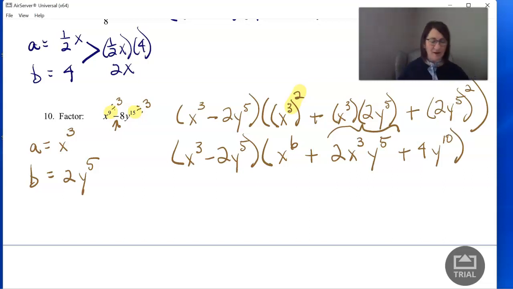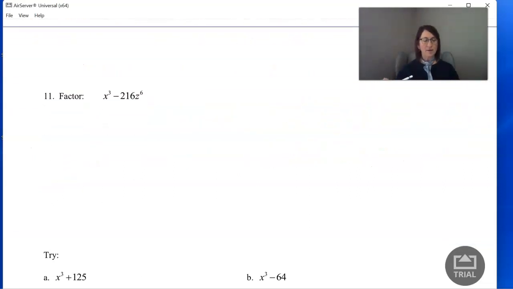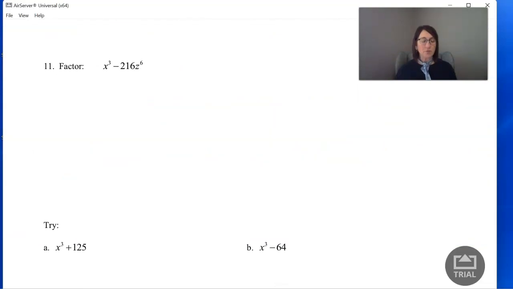Okay, now let's try this one. x cubed minus 216 z to the 6. Okay, so I'm going to go ahead and identify my a, which is x.